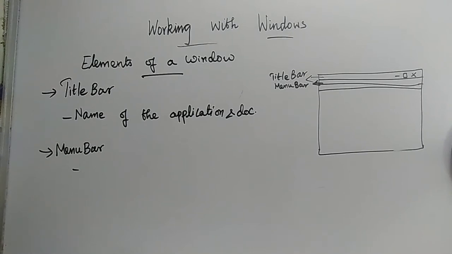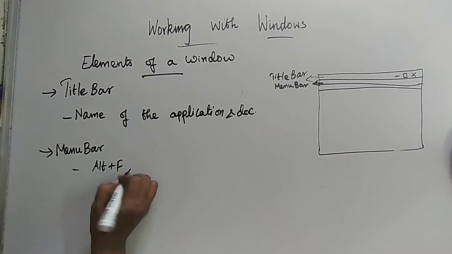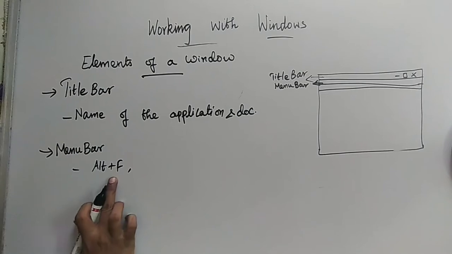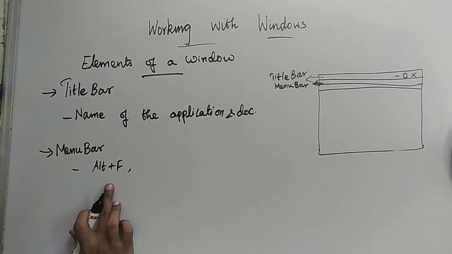The menus in the menu bar can be accessed by clicking with your mouse or by pressing the Alt key plus the first letter. For example, if you are willing to open the File menu, what do you have to do? You can press Alt plus F, because F is the first letter of the File menu.